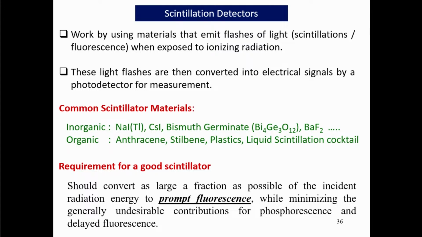So, what are the requirements for a good scintillator? It should convert as large a fraction as possible of the incident radiation energy to prompt fluorescence. It should minimize the undesirable contribution of phosphorescence and delayed fluorescence. So, the material for which the fluorescence yield is high is a good scintillator material. Okay.